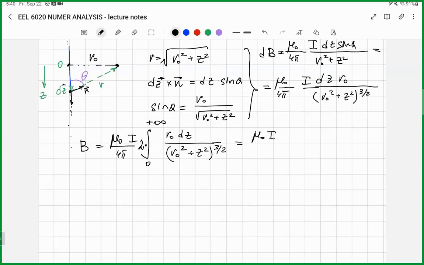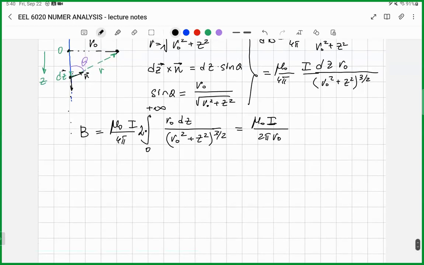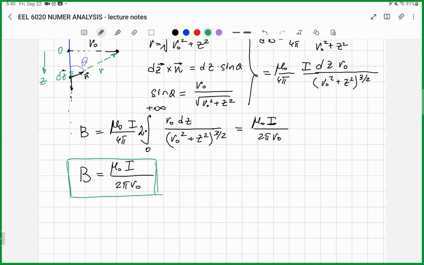So the result is that the magnetic field is proportional to the current, multiplied by mu zero, and divided by 2 pi r0. The integral will be equal to 1 over r0, I guess. So this is the magnetic field. I guess this is a high school formula for the magnetic field of the infinite wire, right? We can even take this formula into the frame.